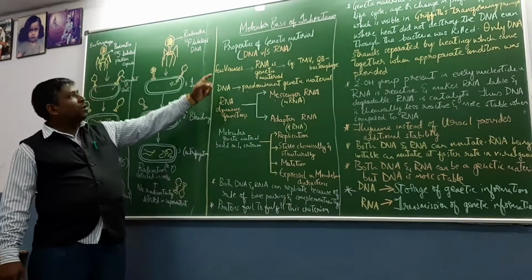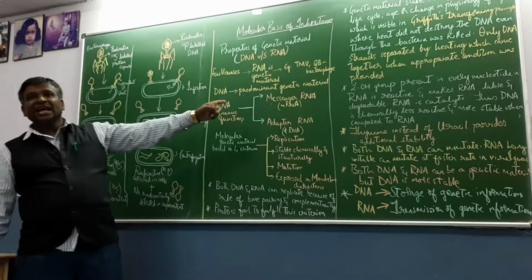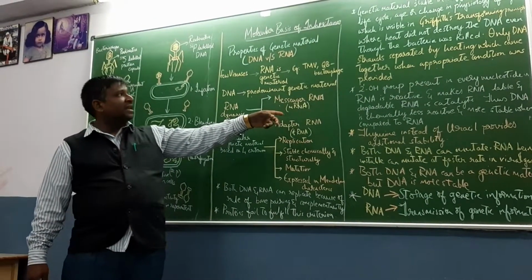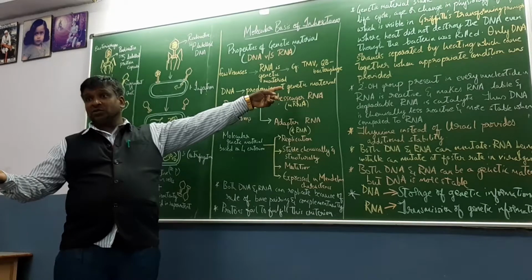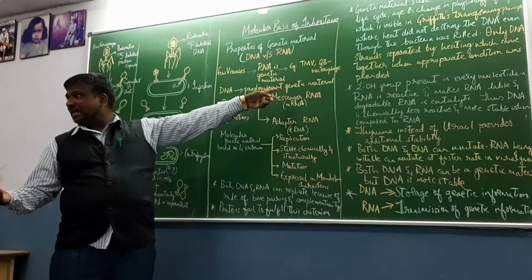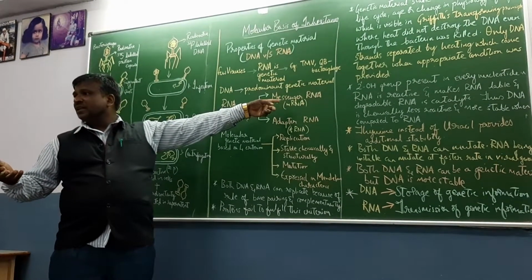topic. Okay, I've already told you a few viruses have RNA as a genetic material, like TMV, polio virus also. Poliomyelitis virus also has RNA as genetic material.